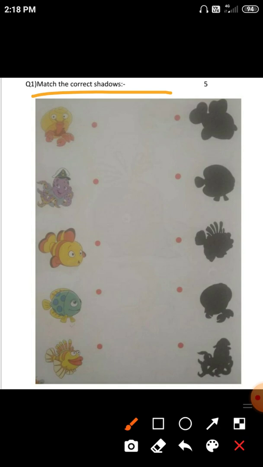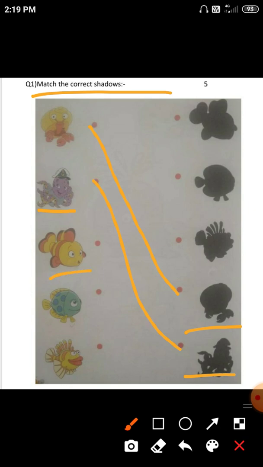First, see, the animal is crab. So the crab shadow is here. See the outer structure, then you will identify the correct shadow. Then you have to match it. The first sea animal shadow is here. Then the second one is octopus. The octopus shadow is here. So you have to match it.